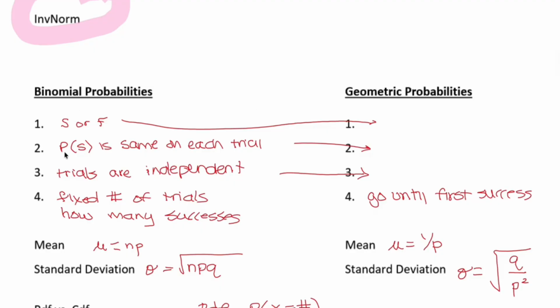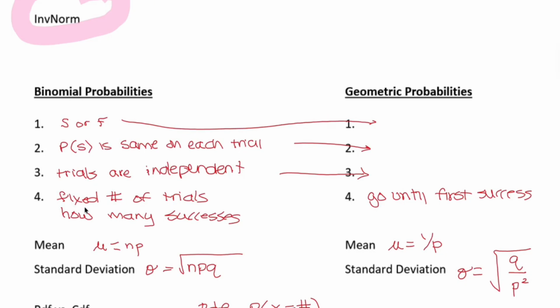And what are some prerequisites for binomial probabilities? Well, first of all, it's either going to be success or failure. There's not a third option for you. And it's the same thing for geometric probabilities. For the second rule, the probability of success is the same in each trial. Same thing applies for geometric. Trials are independent. Same thing for geometric. And the fourth condition is different.